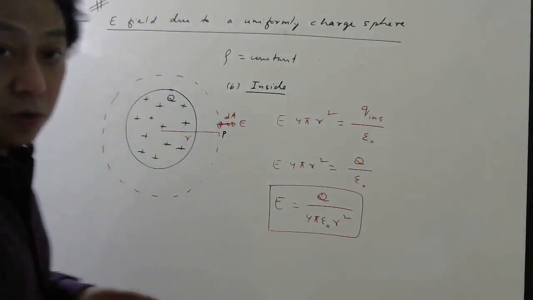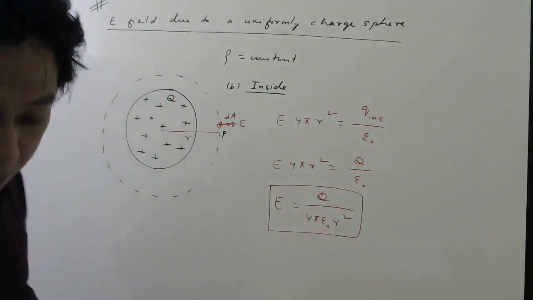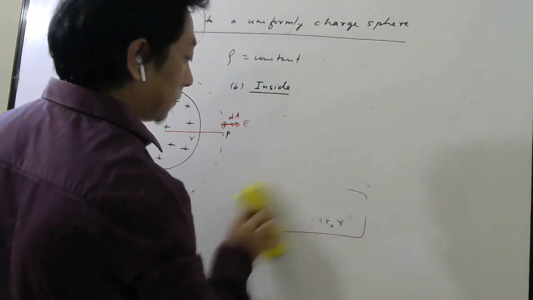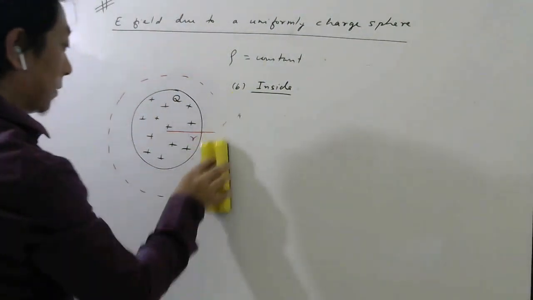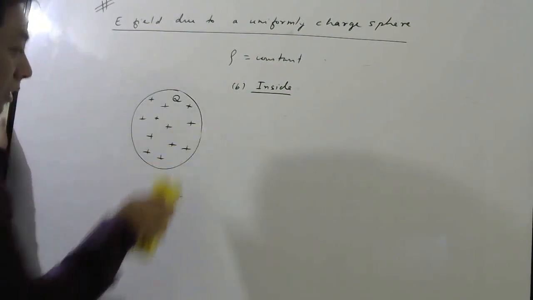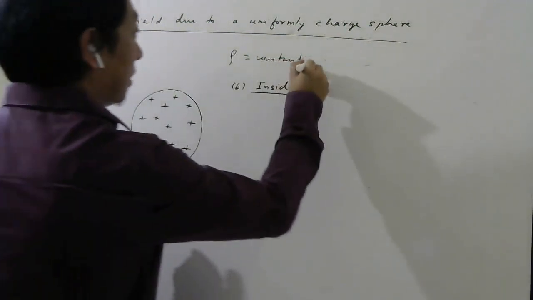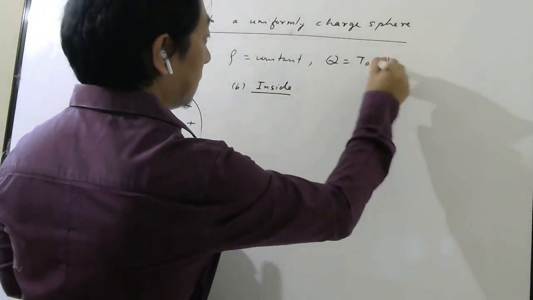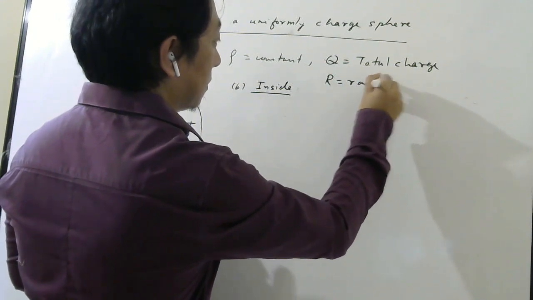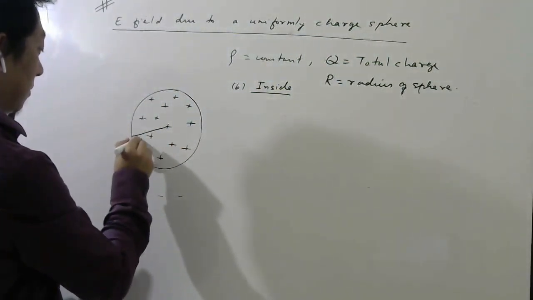But now I have not given you a shell, I have given you a uniformly charged sphere where there is charge everywhere. So to find the field inside, let's see what we have to do. Okay, so let me remove this Gaussian surface. So now I want electric field at some point. Q is the total charge, and capital R is the radius. This is capital R.